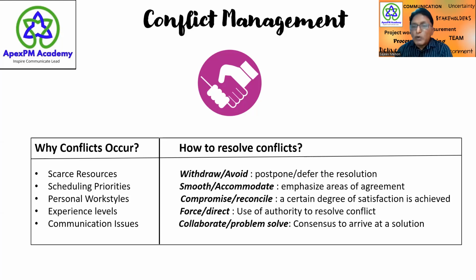Withdrawal only postpones the problem and defers the resolution. Smoothing is to have a temporary resolution to the disagreement. And compromise is like give and take. A compromise is like both parties have to give something and take something. So it's a give and take. And forcing or directing is to use authority to resolve the conflict.